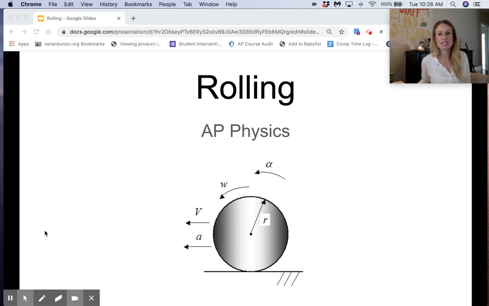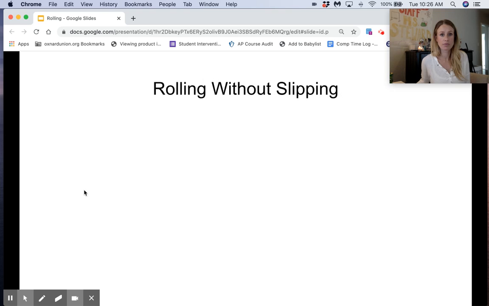Hi everyone, so today we are going to be talking about rolling. We also call this rolling without slipping, and that just means that if we're accelerating and we have wheels that are rolling on the ground, they have both rotational motion, just going around like this, and translational motion. Without slipping just means that we might have a friction force if we're accelerating.